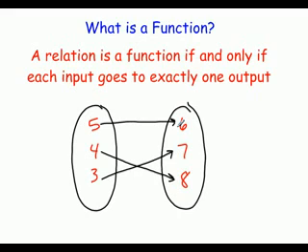Now, what if I add an extra arrow? Now my input of 5 matches up with 2 outputs. That means it's not a function.